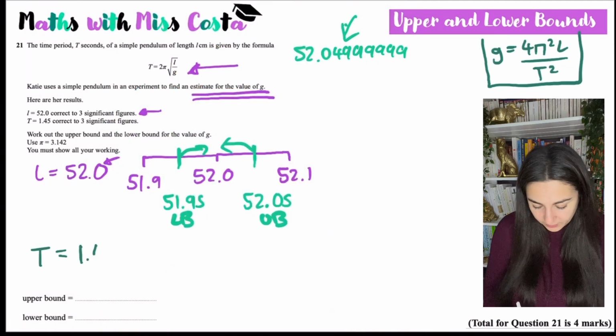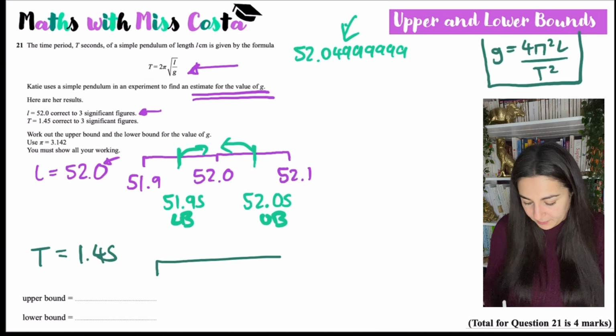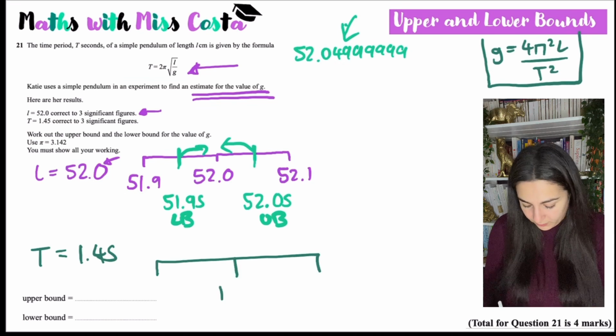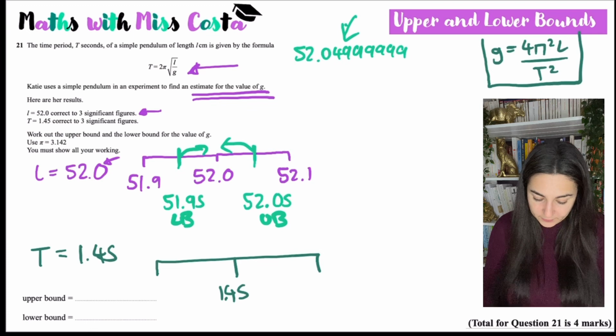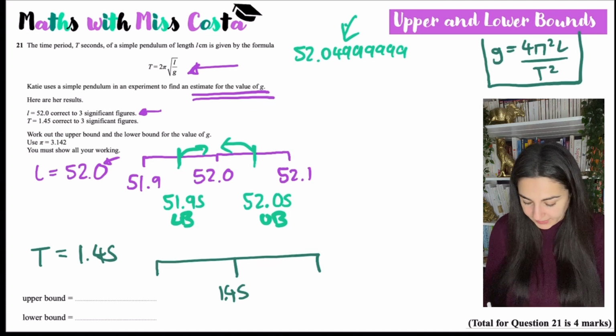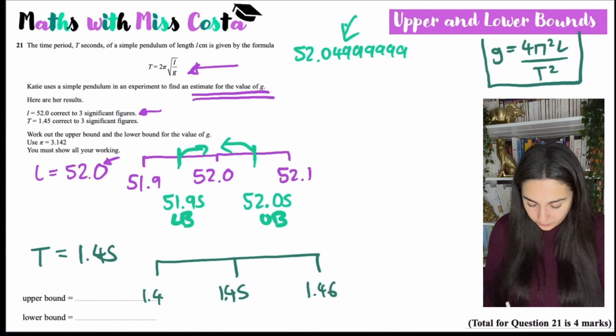So t is 1.45, so let's do the same thing. 1.45 select 3 significant figures. So 3 significant figures obviously in this case means the 2 decimal places. So that would be 1.46 and that would be 1.44.